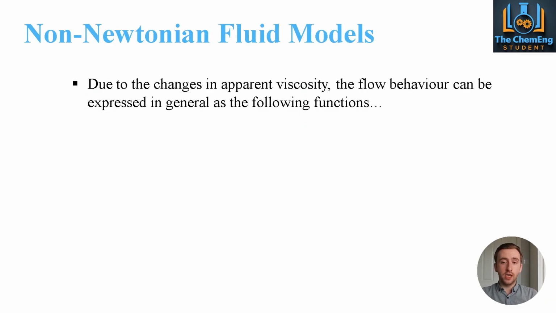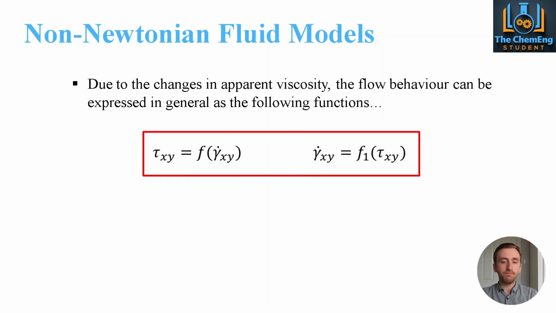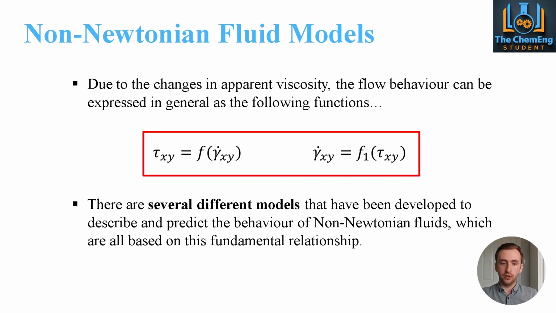Now, due to these changes in the apparent viscosity, we can then consider the flow behaviour, because ultimately when we talk about fluids in fluid dynamics, we want to know and predict the behaviour of these fluids. Now the general equations that govern shear stress and shear rate are given by these functions here. So we have the shear stress as a function of shear rate, and the shear rate as a function of shear stress, based on the chart.